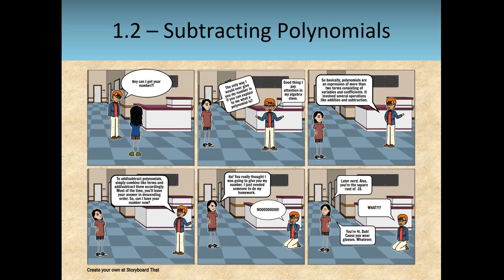Hey everyone, so this is the second part of the polynomial unit where we're going to talk about subtracting polynomials. Now this is going to be very similar to the last video. In fact, it's actually going to be much shorter since we're not going to have to go over the terminology anymore and the vocabulary in this unit.